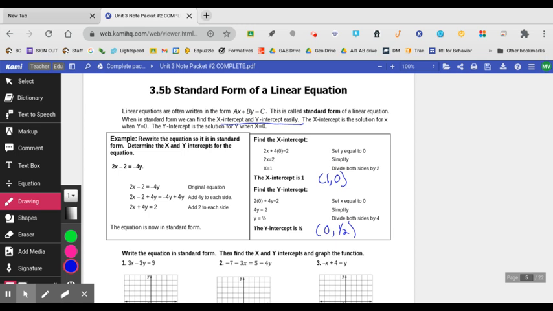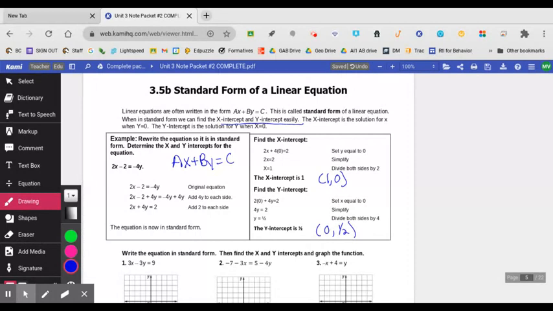So our first example, rewrite the equation so it's in standard form, determine the x and y-intercepts. So when I have 2x minus 2 equals negative 4y, I need to make it look like ax plus by equals c. So the first thing I want to do is add 4y to both sides and then add 2 to both sides. So that became 2x plus 4y equals 2.